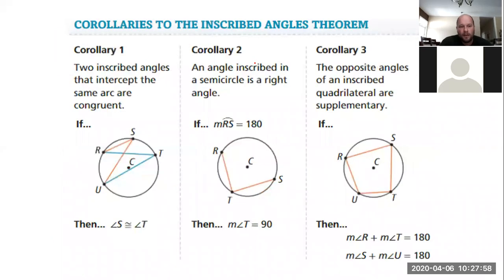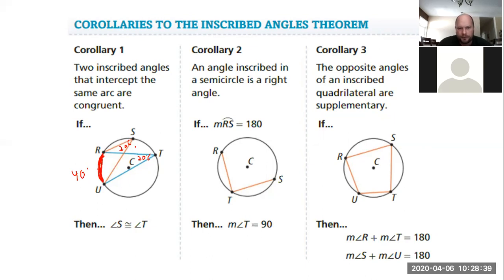Now, these are a couple of different corollaries that are based on that same idea. Corollary 1: two inscribed angles that intercept the same arc are congruent. If you look at angle S and angle T, both intercept this same arc. So if this arc was, say, 40 degrees again, then this angle would have to be 20, and this angle would have to be 20. Therefore, those two angles would be congruent. So if you have two angles intercepting the same arc, they're automatically the same.